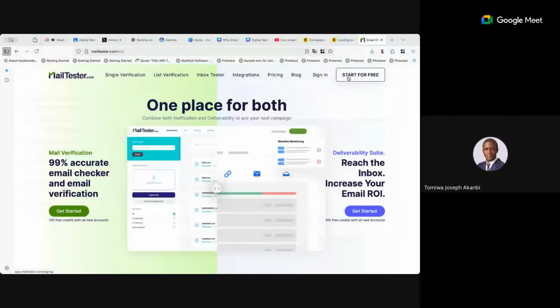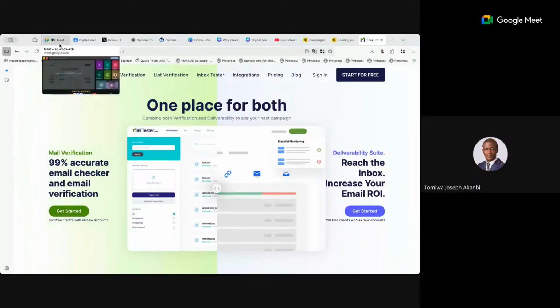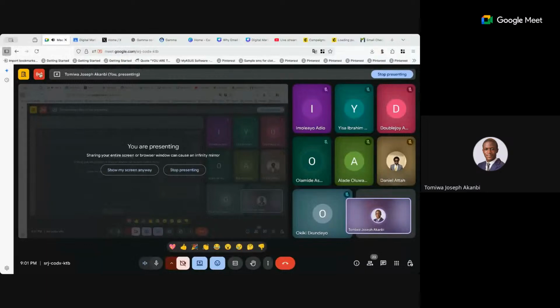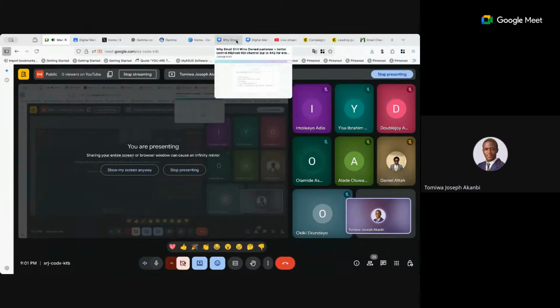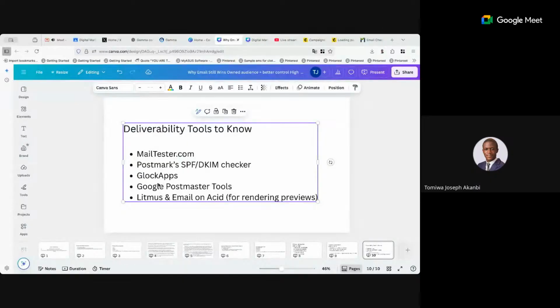This tool you can sign up for free, and when you sign up and connect your email to it, you're going to verify your email. Once you verify your email, it's going to let you know the percentage of whether or not your email is delivering, and it's going to let you know what to do in that situation. There are other tools that you can use, like Google Postmaster Tools, and so on and so forth.